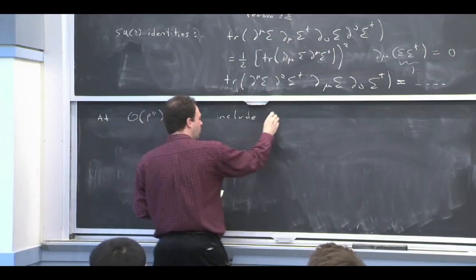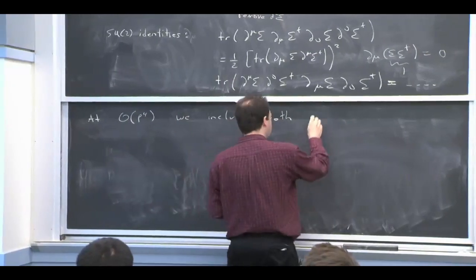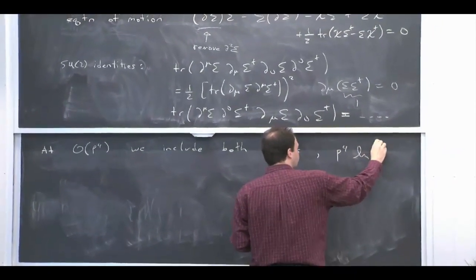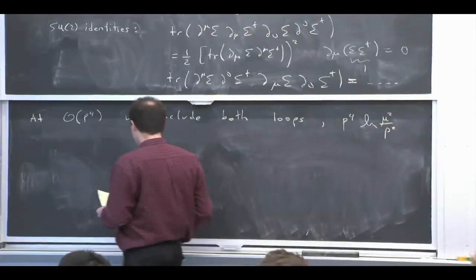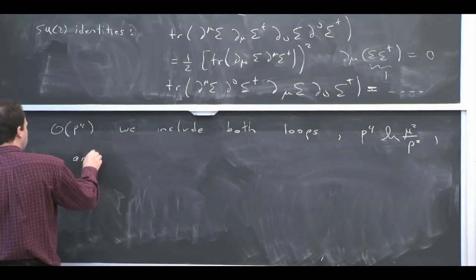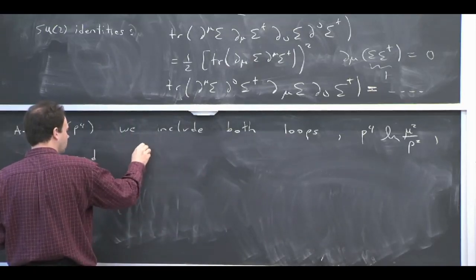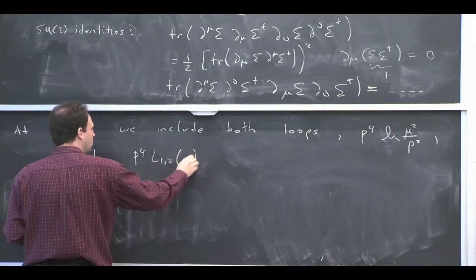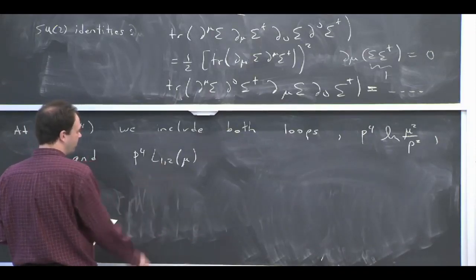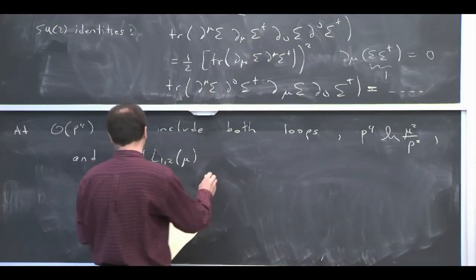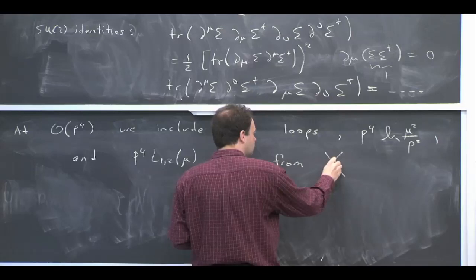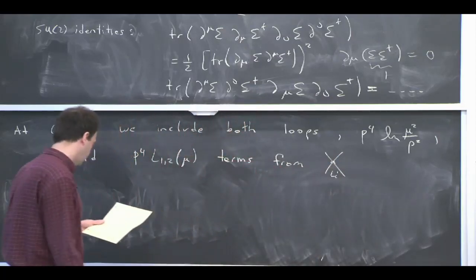So at order p to the fourth, as I said, we include both loops. And those loops will have terms like p to the fourth log mu squared over p squared. And we include terms like the L1 and L2, which are p to the fourth type interactions. Once I take out the counter term, the renormalized coupling is mu-dependent, just like the gauge coupling. This just comes from a 4-point interaction with the Li.